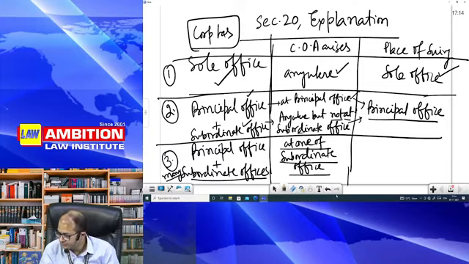Now, Abhishek, Karan, Anas, Jeba, Agarwal, I hope you are clear on the point which you raised.